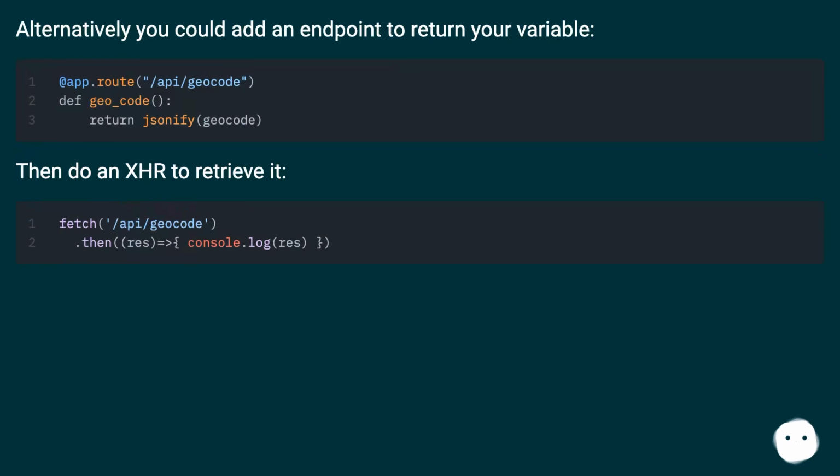Alternatively, you could add an endpoint to return your variable. Then do an XHR to retrieve it.